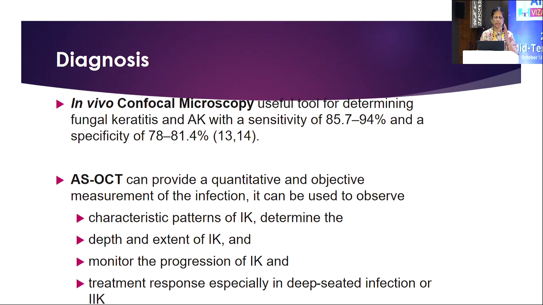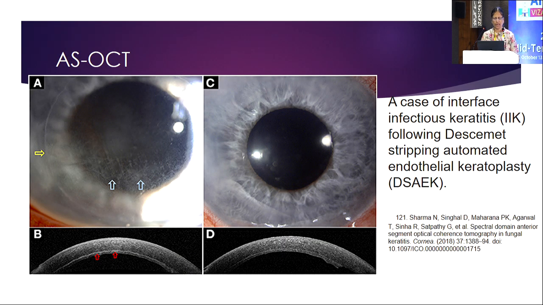Coming to the diagnosis, we have to do confocal microscopy, because it is very useful in determining fungal keratitis and acanthamoeba keratitis. And anterior segment OCT is now available in every hospital. It provides quantitative and objective measurements. It helps us identify the characteristic pattern and depth of the infection, and monitor the progression of the infection and treatment response, especially in deep-seated infections.